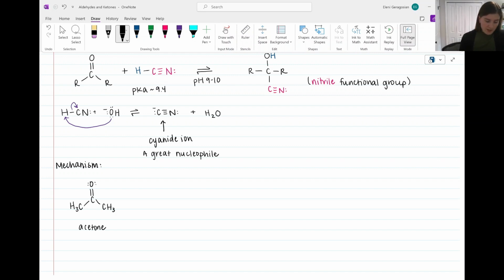Now we have generated our nucleophile. So let's draw our nucleophile here, the cyanide ion. We'll label this nucleophile. And then remember, when we have a ketone or aldehyde, that carbonyl carbon is electrophilic.